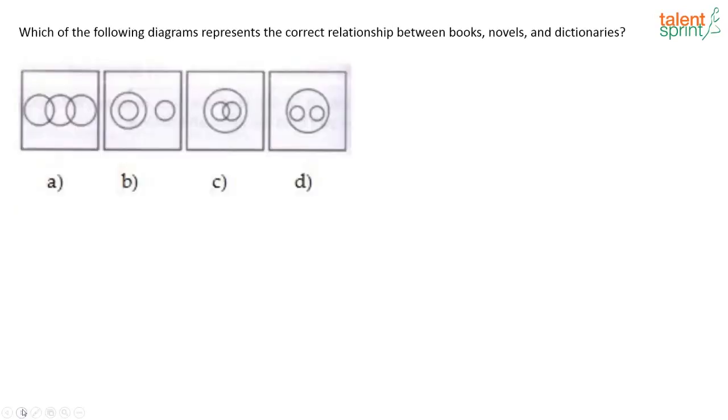Next one, which of the following diagrams represents the correct relationship between books, novels and dictionaries? So which diagram represents books, novels and dictionaries? What is the answer for this one? Give me the answer fast. Yeah, 2 is also D. See, books can be the bigger set, in which these two are subsets. Novels and dictionaries are subsets. So this set is books, this is novel, and this is dictionary, right? And dictionary is something different, novel is something different, so they don't have any intersection also. So the correct answer is option D for the second one.